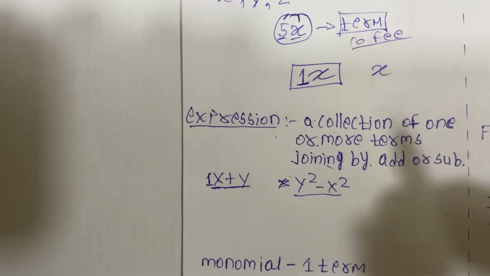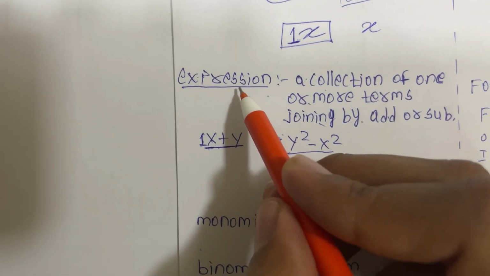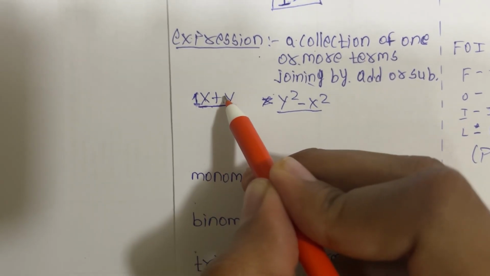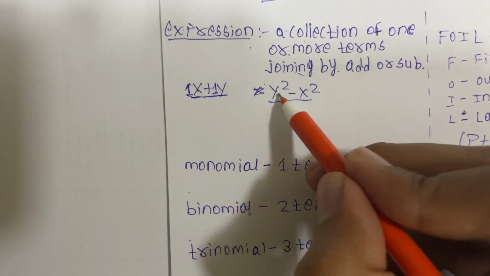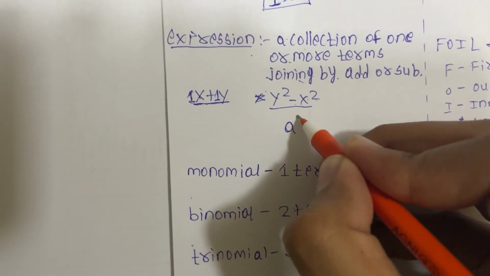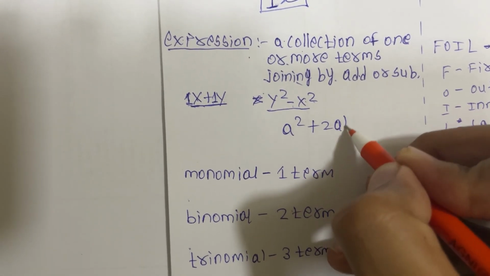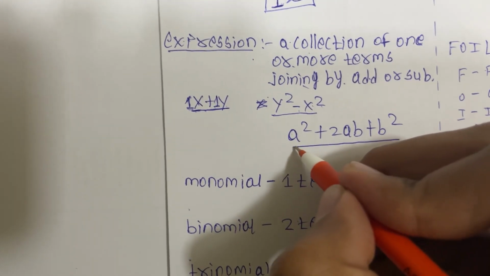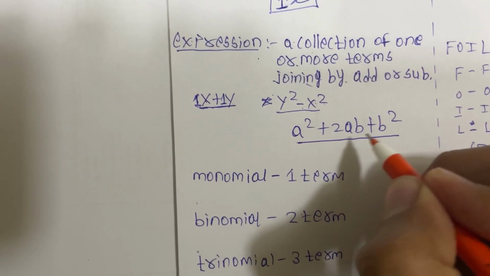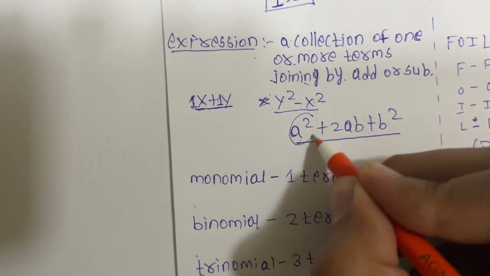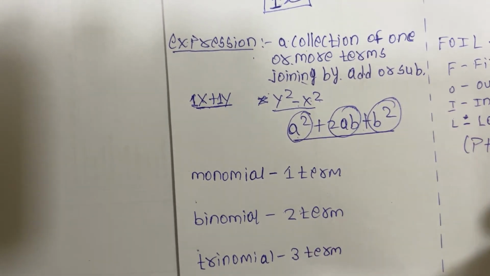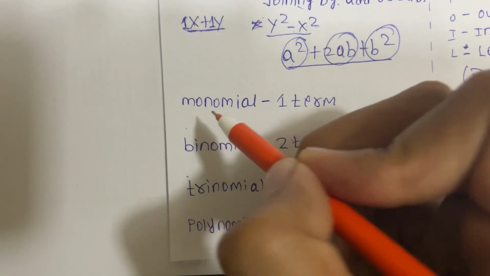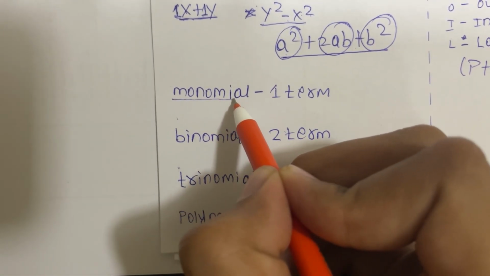Then coming back to expressions, so x plus y, here the coefficient is 1, here also the coefficient is 1, then y square plus x square, then again a square plus 2ab plus b square. So these are expressions formed by using additions, and these are terms. This is a term, this is a term, this is a term.